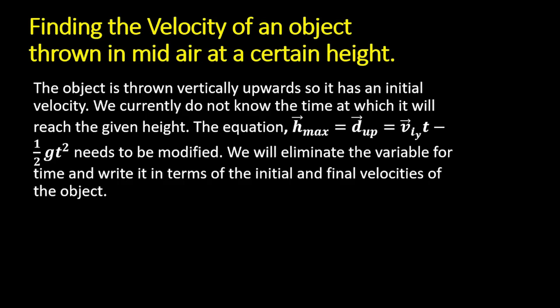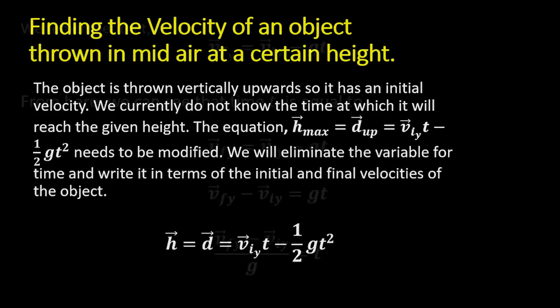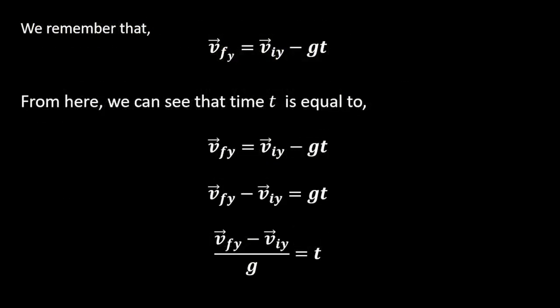We will eliminate the variable for time and write it in terms of the initial and final velocities of the object. Height reached by an object is equal to d up, is equal to v sub i along the y-axis times t minus 1/2 g t squared. We remember that. From here, we can see that time t is equal to.